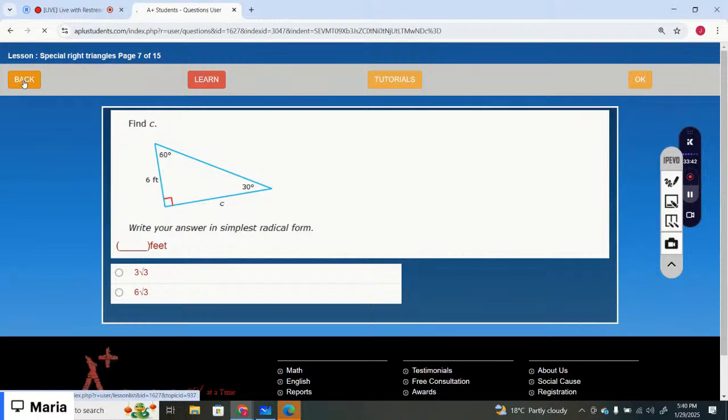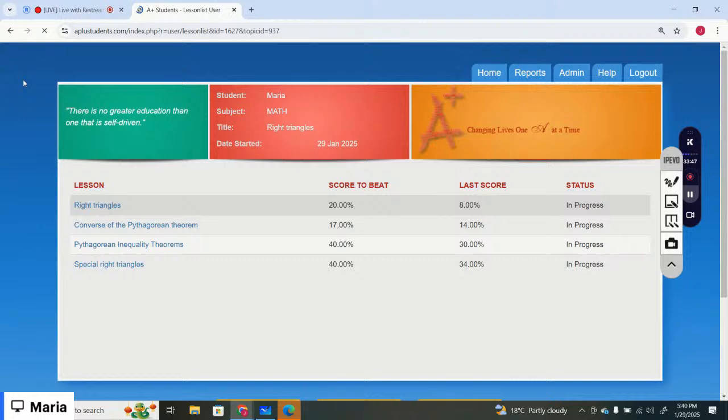So we were working on grade 10 math. The chapter we were working on is right triangles. The lessons we have covered today are right triangles, converse of Pythagorean theorem, Pythagorean inequality theorems, and special right triangles. So please make sure before the next session you complete all the practice questions for the lessons we just did. That is your homework until next session.